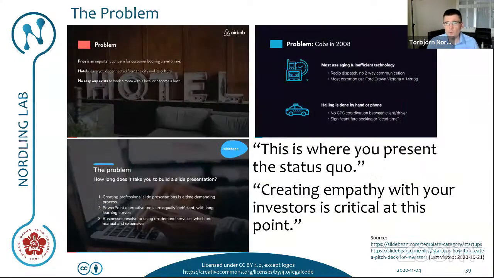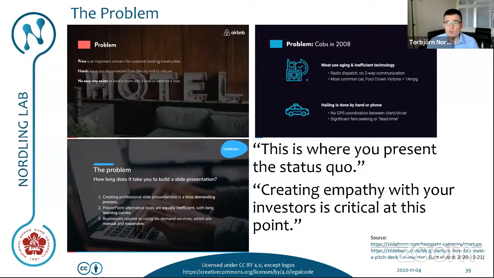Now, let's move over to the problem. When you start a company, there are two approaches you can take. You identify a problem and you set out to solve it, or you have a technology and you set out to find a problem that it can solve. Now, I myself have done both types of ventures. Lovisa Yibe, my first company, is an example of the first type. And Aukoti AB is an example of the second type.